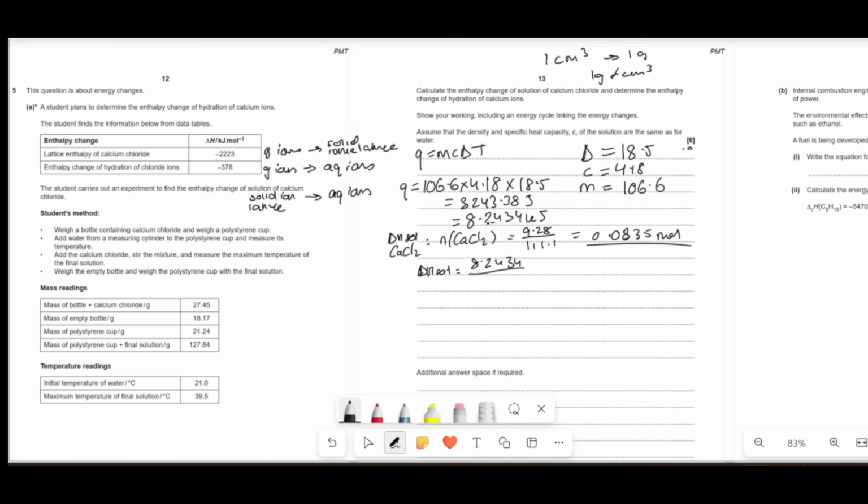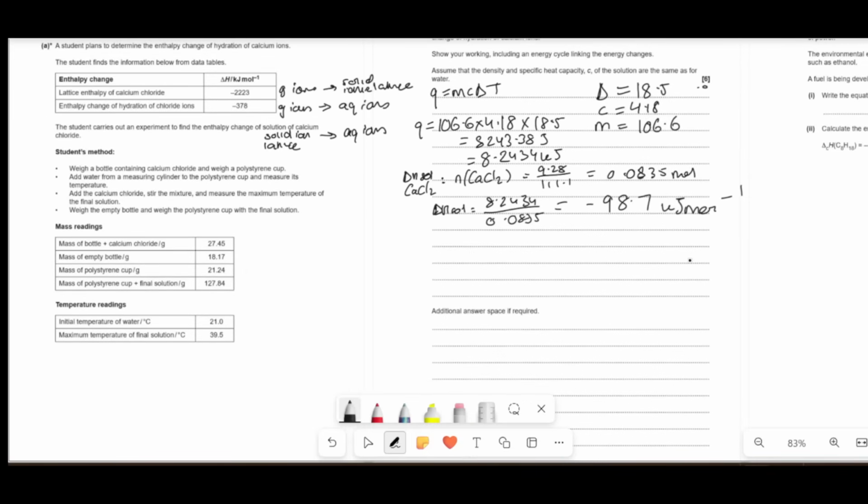That's for this many moles of that, it releases that much energy, so divided by 0.0835. So then you're going to get an enthalpy change of 98.7 kilojoules per mole. Now, because it's a temperature increase, it's going to be exothermic, so negative. Now we need to construct the cycle.